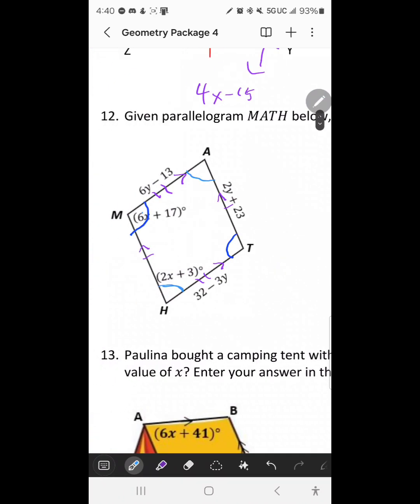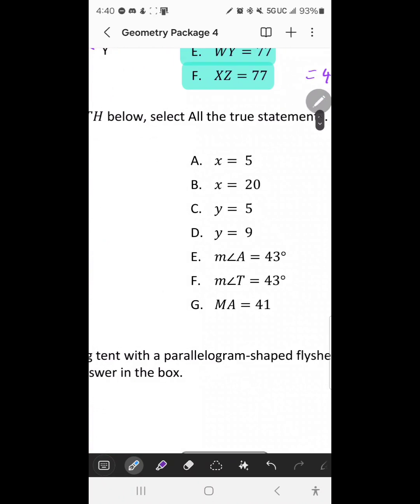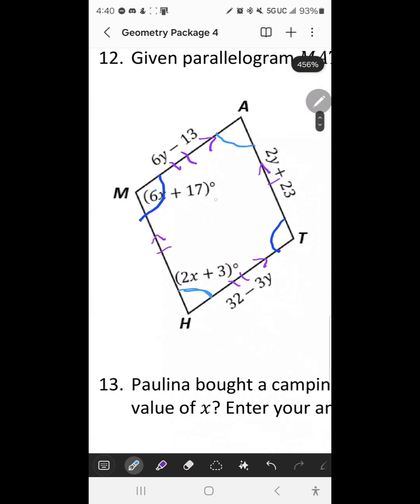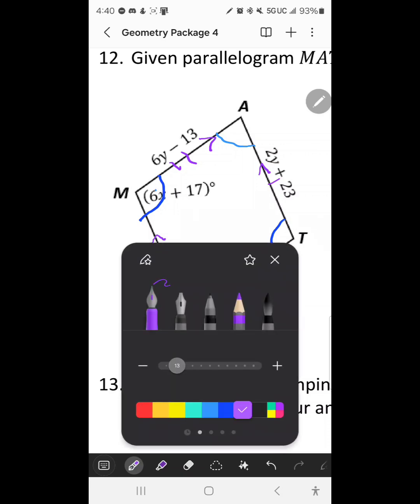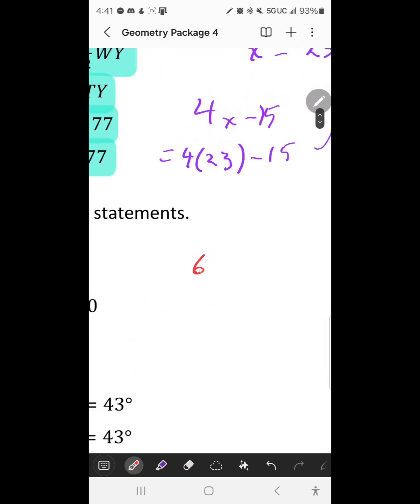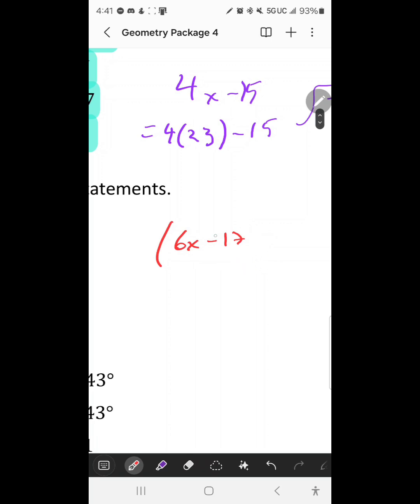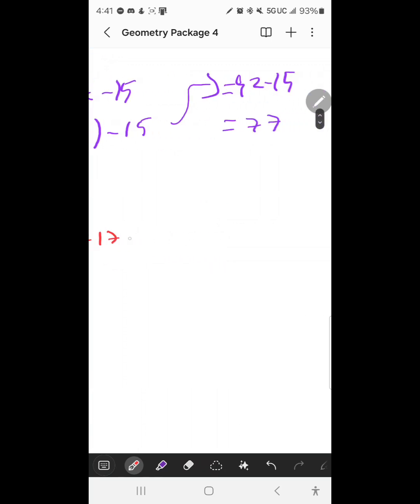Either way, let's see what they ask for, now that we established all the properties we know. Now they ask for x. And x is in the angles. Since we have the adjacent angles, we need to use the property that they add up to 180 degrees. So let's do that. So 6x minus 17 plus, oh, it's plus 17, I'm sorry about that. 2x plus 3. So this is plus 17, 2x plus 3 equal 180.